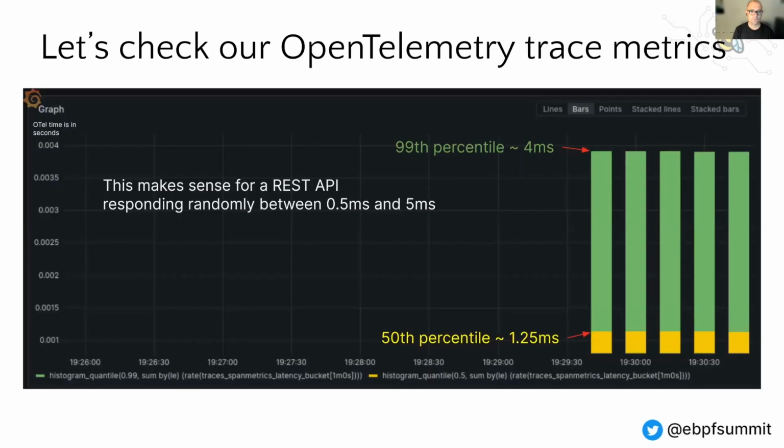So we have this application built. We've captured a bunch of metrics. And what we're seeing from the output of these metrics is what we should expect to see. Average response time about 1.25 milliseconds, 99th percentile 4 milliseconds. That seems to match what we expected to see for an application that takes up to 5 milliseconds to respond.